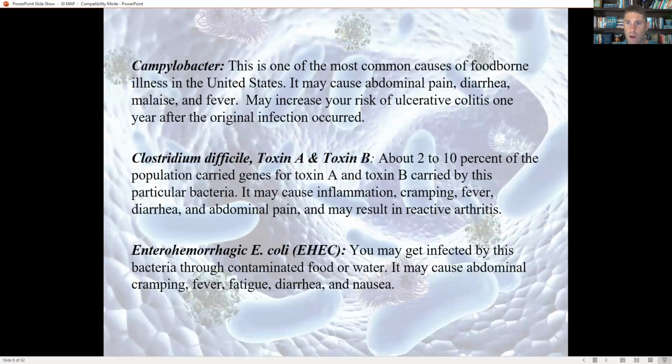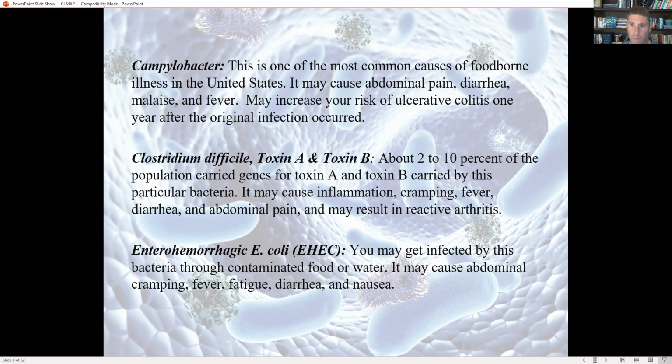Campylobacter, this is one of the most common causes of foodborne illness in the United States. In fact, most of these are foodborne illnesses. They're eating bad food or drinking bad water. It can cause abdominal pain, diarrhea, malaise, and fever. May increase your risk of ulcerative colitis. In fact, typically when you get an inflammatory bowel disorder like ulcerative colitis or Crohn's disease, usually it's post-infection, meaning that you've had some sort of infection, your body never fully recovered from it. So Campylobacter is one that's associated with ulcerative colitis.